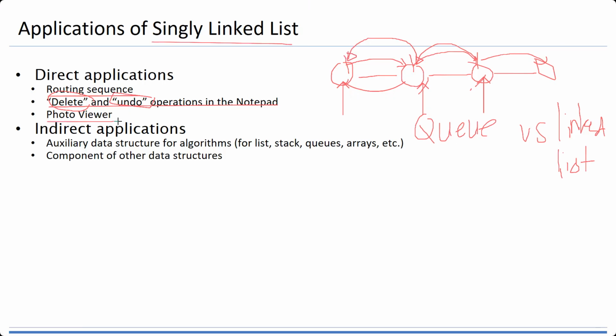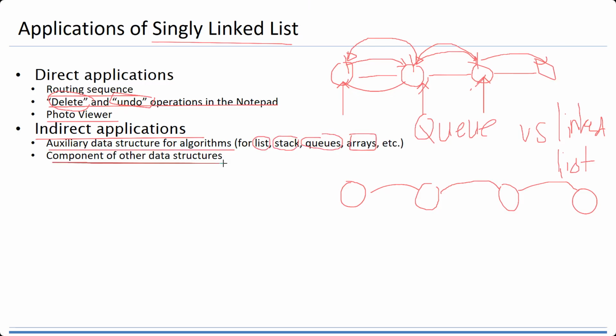Or the photo viewer. The photo viewer will follow the sequence. So after you see one picture, you can go to the next picture, you can go to the next picture, you can go to the next picture. Okay. This kind of data structure can be used as an auxiliary data structure for algorithms. You can use it for list, for stack, for queues, also for array. And it can be used for other data structures.